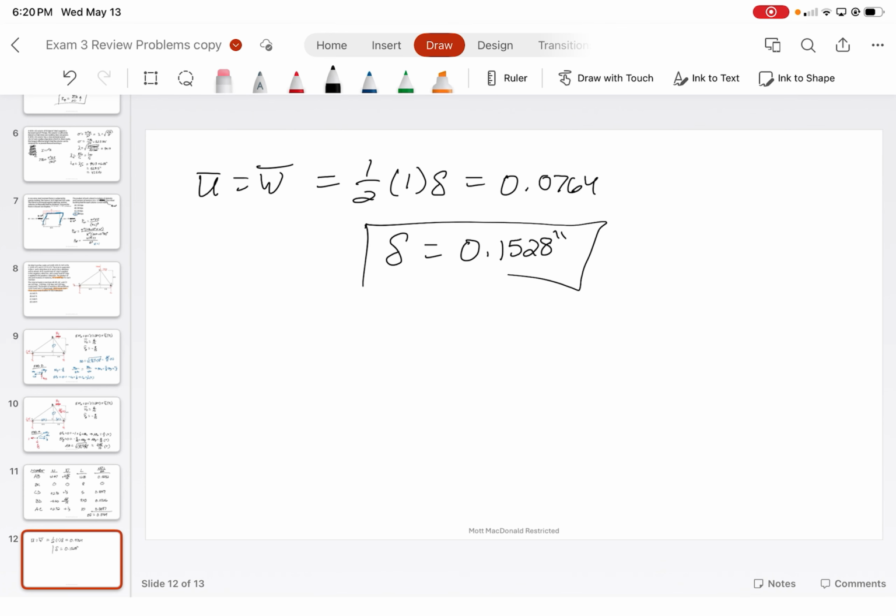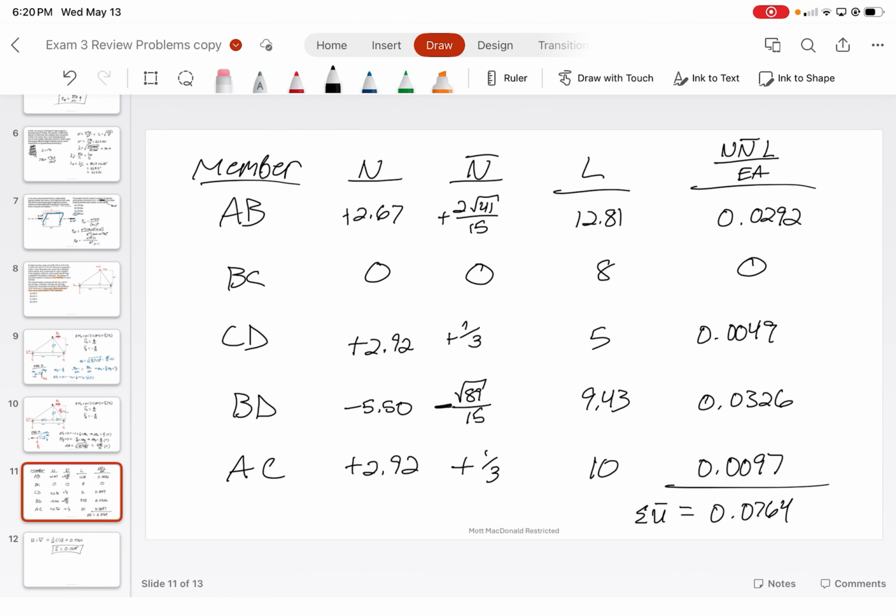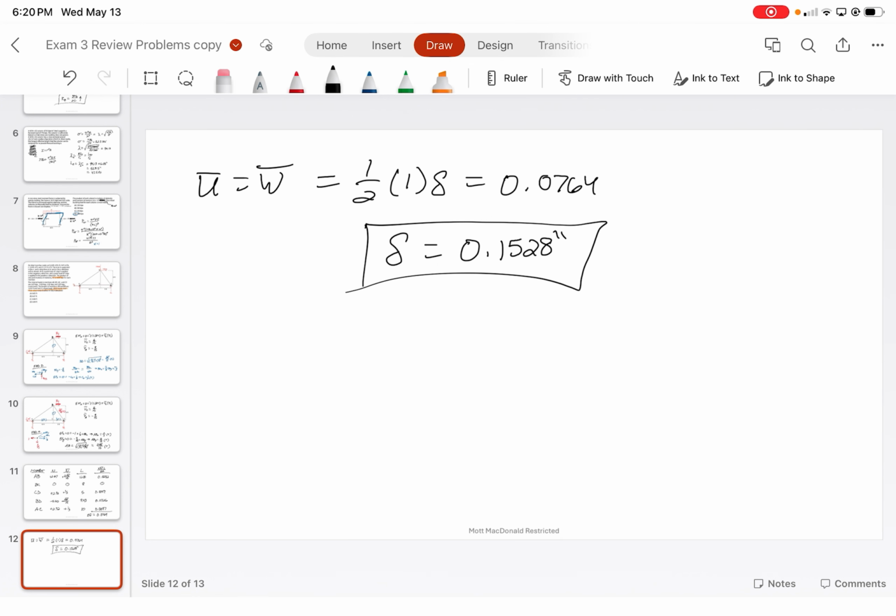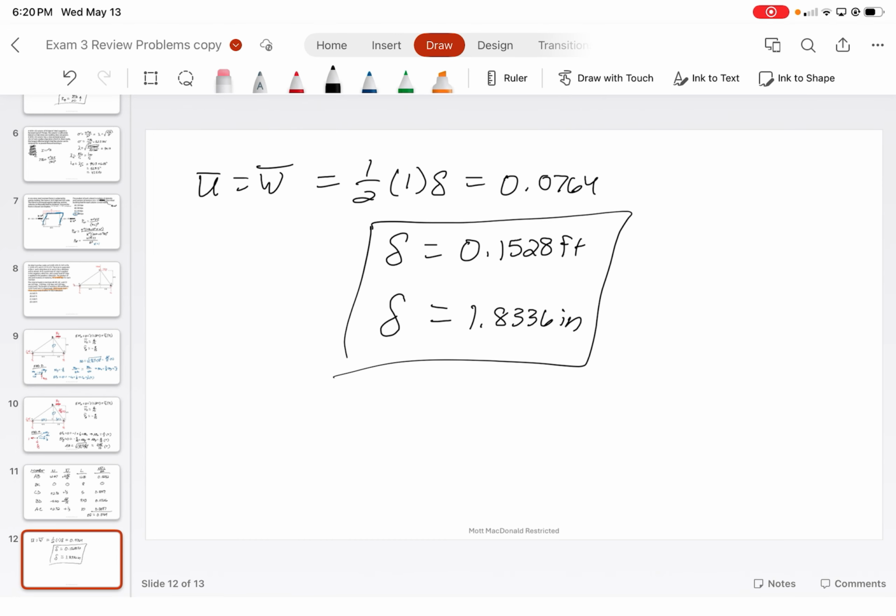inches. And that is the, feet. Because our L was in feet. Which, when you multiply this by 12, gives us 1.8336 inches. Everyone understands why the units are in feet, right? Because the lengths that we input were in feet.